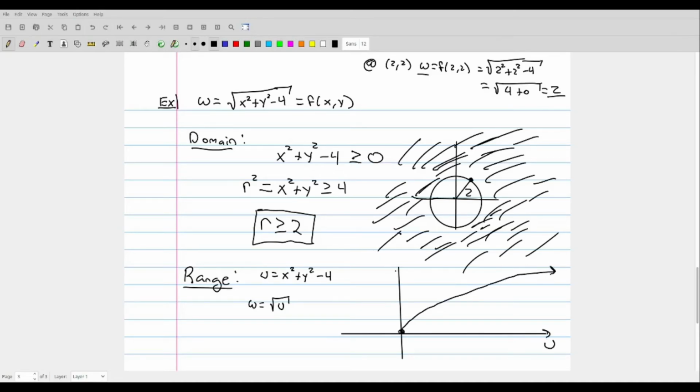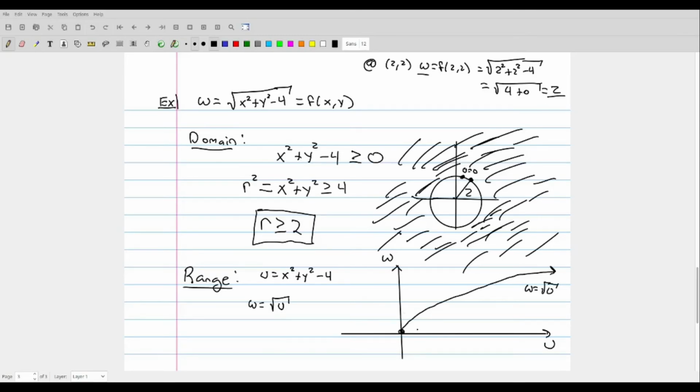This is the u-axis, say, and this is the w-axis. This is the function w equals the square root of u. Now we know that u goes from a value of 0 on the surface of radius 2, because u is x squared plus y squared minus 4. U is equal to 0 at any point on this circle right here, and u only gets larger as you move further and further away.